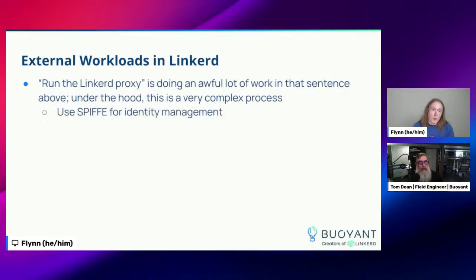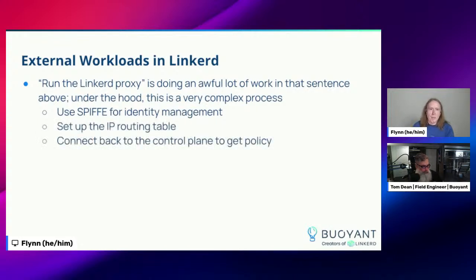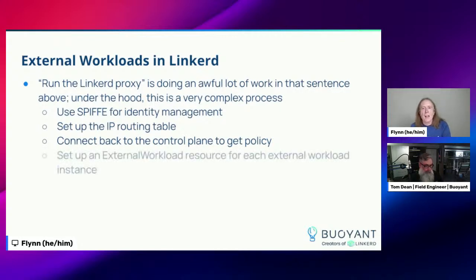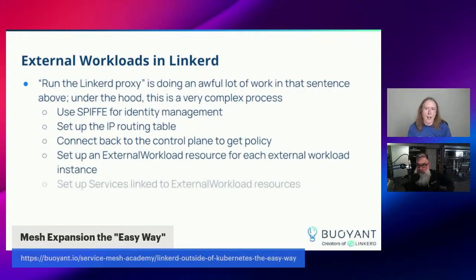Basically what we do though is we run SPIFFE; we actually run a SPIRE agent and server at the moment for identity management, to use SPIFFE. We set up the IP routing table. We connect back from the external thing into the mesh to get policy and other routing information and such. Somebody needs to set up an external workload resource for each instance of an external workload so that the rest of the mesh knows where to find it. And then you set up services that are linked to external workload resources. Oh yes, and we also require that you have seamless IP routability through all this.